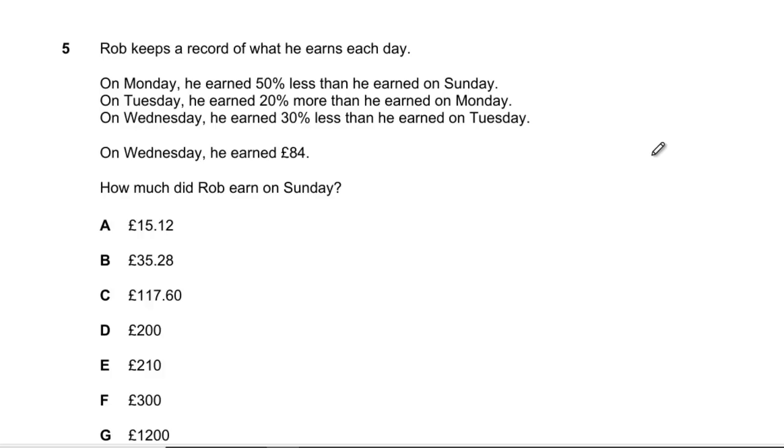Rob keeps a record of what he earns each day. On Monday, he gets 50% less than on Sunday. Tuesday, 20% more. Okay, well, yeah, get the idea. On Wednesday, he's got 84. So that's 30% less than what he had on Tuesday.